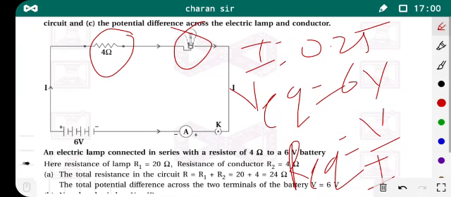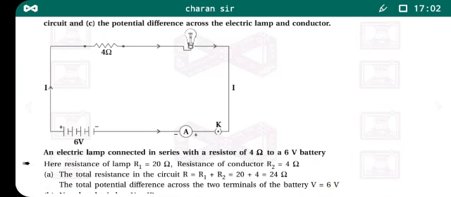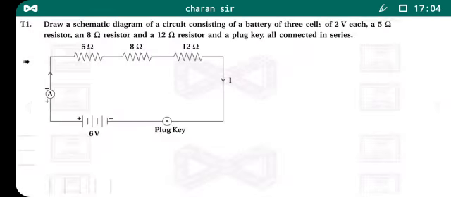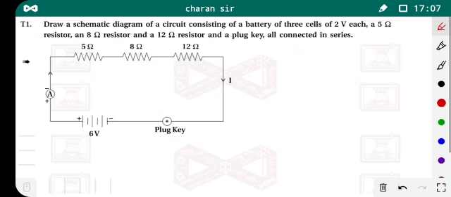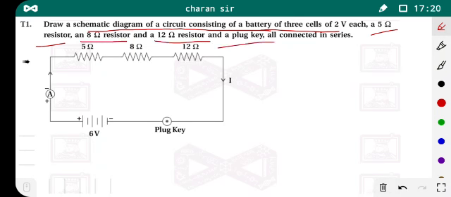Now our second question is: draw the schematic diagram of the circuit consisting of a battery of 3 cells, 2 volts each, and 5 ohm, 8 ohm and 12 ohm resistors and a plug. We have been given the devices and their resistances, and we have to draw the series combination of these resistances.